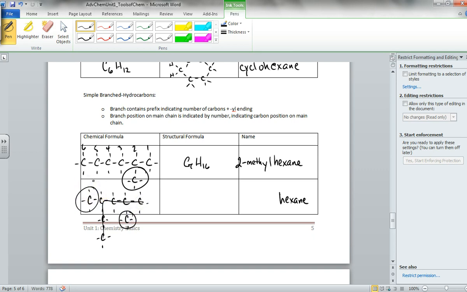Well, where do we number it from? If we start from this side, this would be 1, 2, 3. The branch would start on 3, 4, and it would also occur on 5. But we start numbering from the end that's going to give us our lowest number for the first branch. So this would be 1, this would be 2, 3, the other branch occurs on 4. So we have 2 single carbon branches at 2 and 4, and since there's 2 of them, we're going to call them 2,4-dimethylhexane.